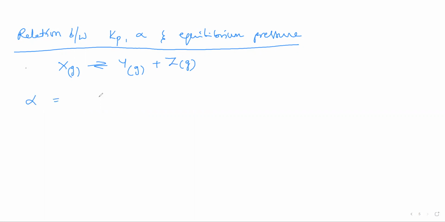In such cases, what is alpha? Degree of dissociation. Kp is the equilibrium constant with respect to partial pressures, and P is the equilibrium pressure. What is P there?